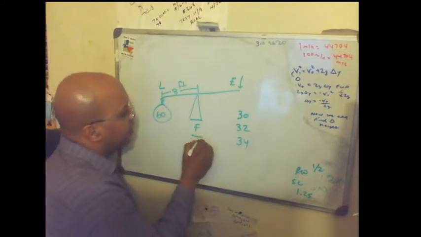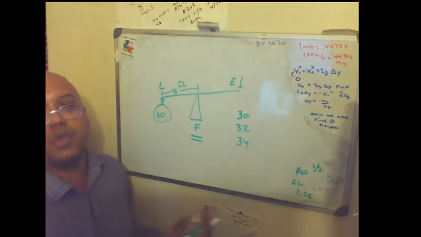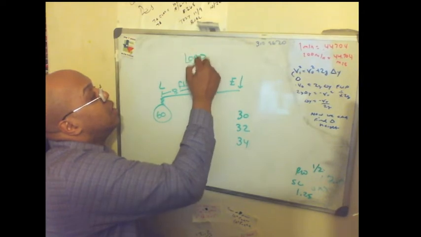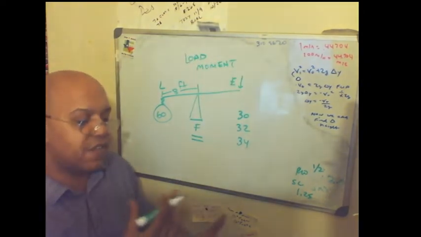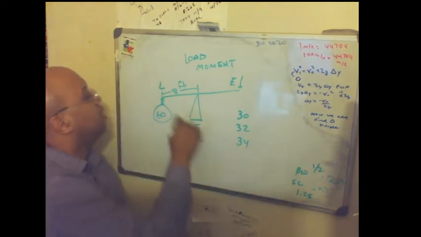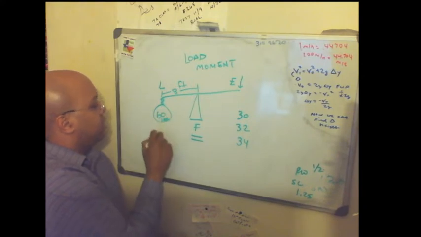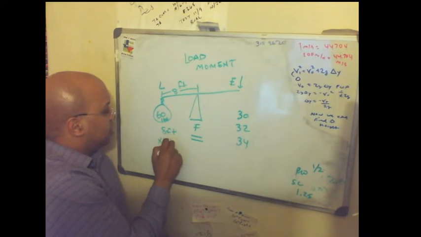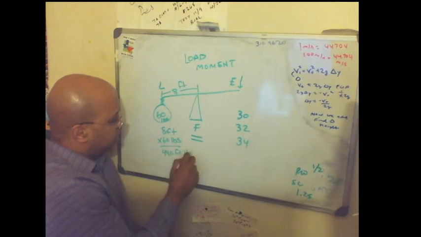Think of the fulcrum as an equal sign. All right. And we have a new word we're going to learn called load moment. The load moment is a function of distance and weight. So we have a distance of 8 feet and a weight of 60 pounds. 8 feet times 60 pounds has a load moment of 480 foot-pounds.